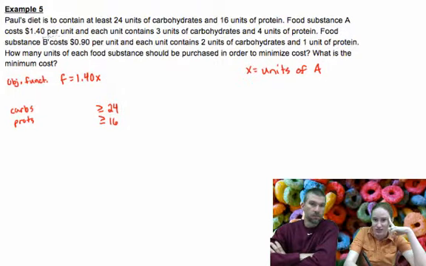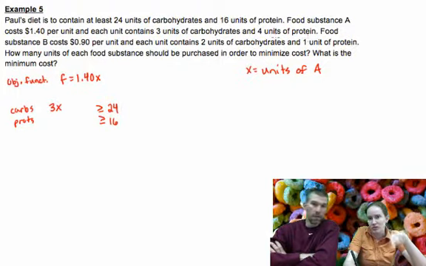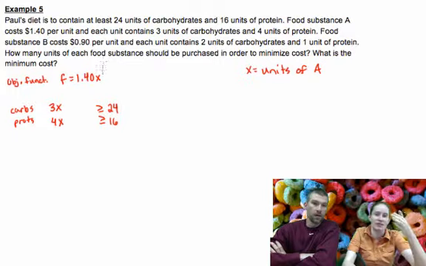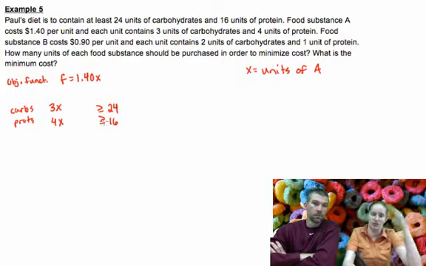Food substance A costs $1.40 per unit, and each unit contains 3 units of carbohydrates. Our carb equation is this first one, so we put a 3x there, and 4 units of protein, so we put that in our protein formula. That's why this is confusing: the information in one sentence doesn't go left to right in your equations, it goes straight down. It's telling you all of this information about x.